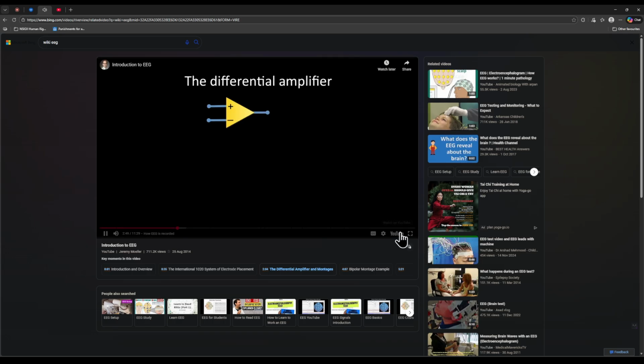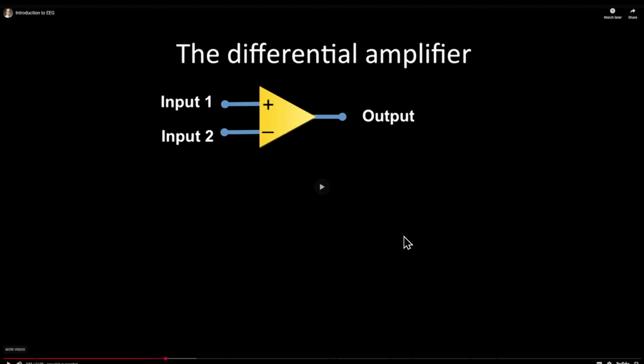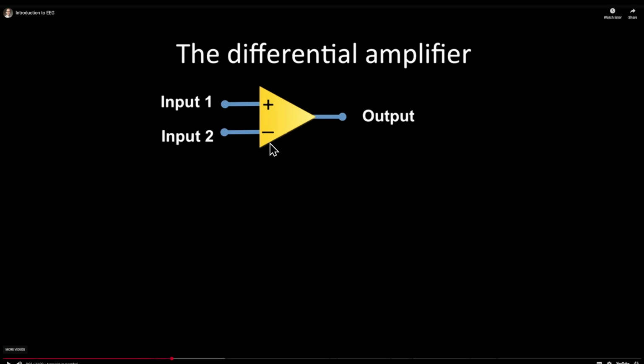The differential amplifier takes two electrical inputs and displays the output as the difference between the two inputs. This is particularly useful at recording and displaying very small electrical signals.